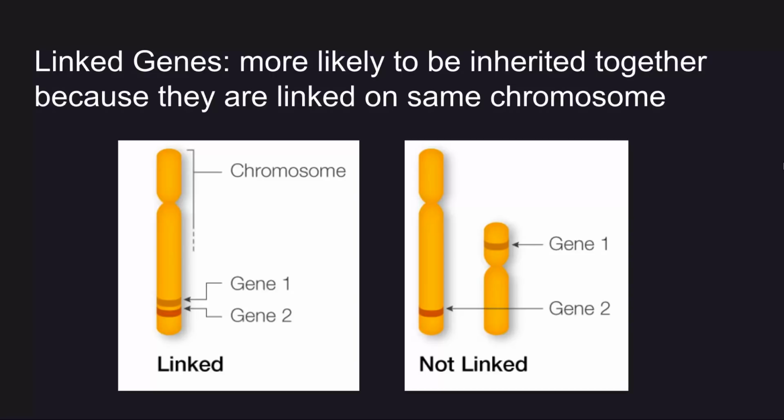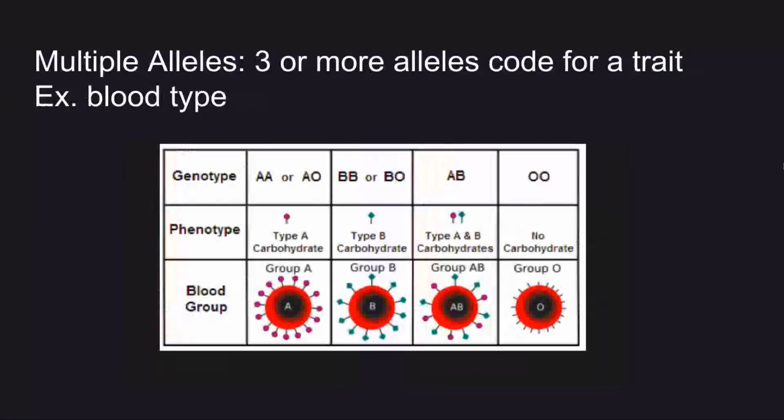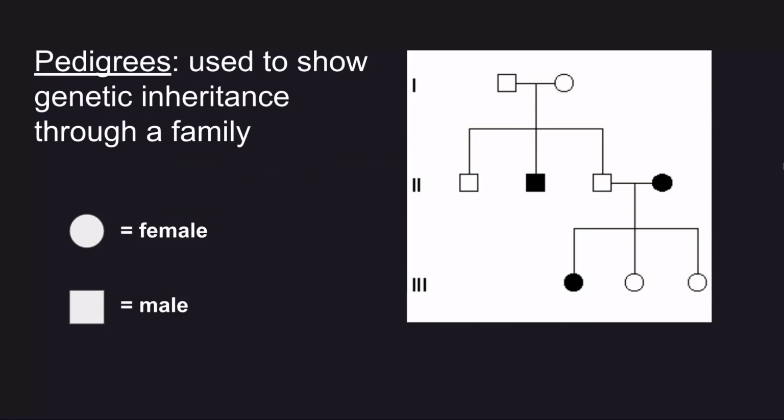Linked genes are more likely to be inherited together because they are linked on the same chromosome. So these are just traits that typically come together in pairs. They're probably pretty close together on a chromosome. Multiple alleles, such as blood type, is a trait that is coded for by 3 or more alleles. So blood type is a good example of this. I would be familiar with this example in case you have a question about this on the test.